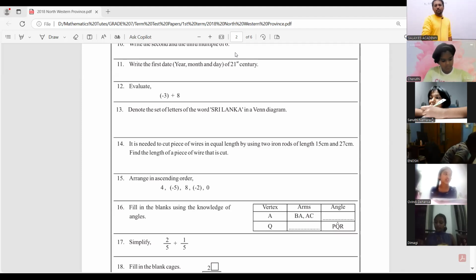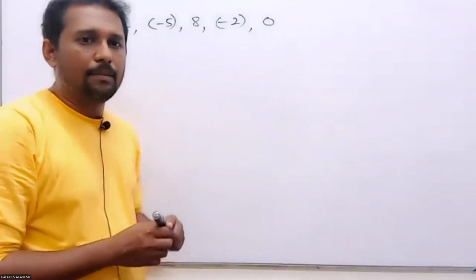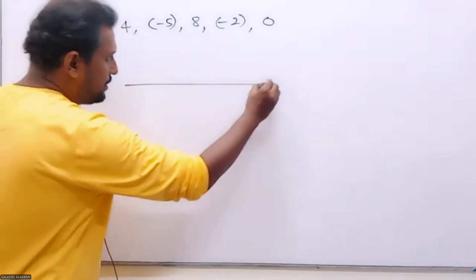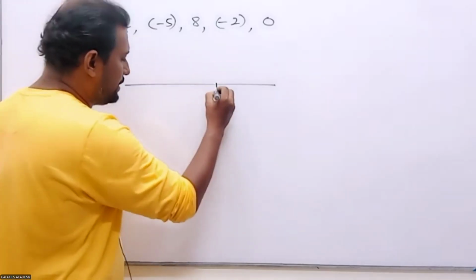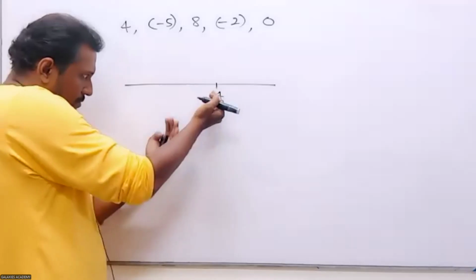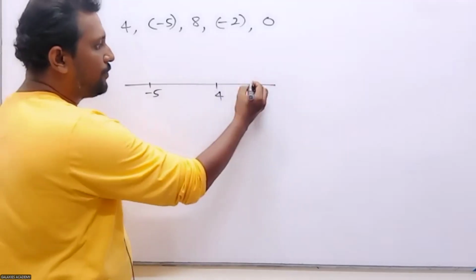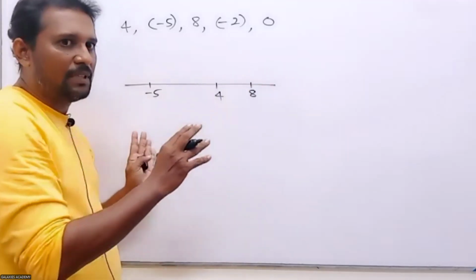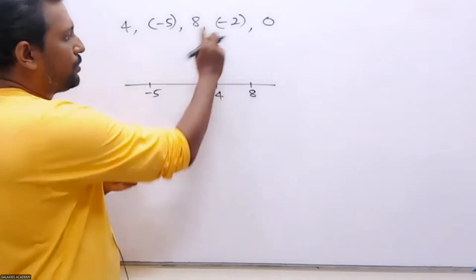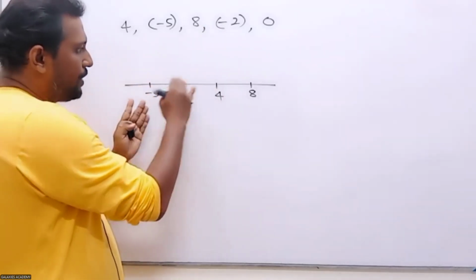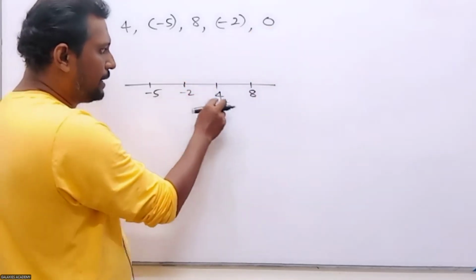Right. Do you remember how you can check smallest, how you can compare directed numbers? If you want, you can use the rough sketch of the number line. If I mark +4 here, -5 you have to mark left hand side, no? +8 you have to mark right hand side of 4. This is a rough sketch of the number line, right? -2 you have to mark between -5 and 4. Like this position, I can mark. 0 you have to mark between -2 and 4.